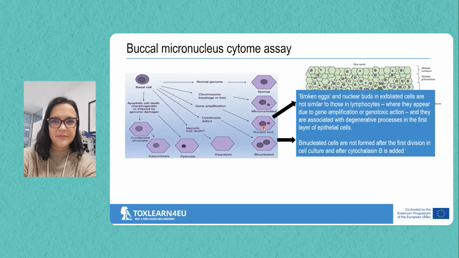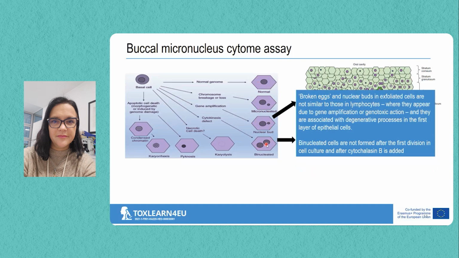Why is this first cell division important in lymphocytes? Because in that cell division, all those 5 mechanisms of DNA repair are active, and they are repairing the DNA damage. And actually in that shared cytoplasm in the lymphocyte micronucleus assay, you are measuring the DNA damage that is not repaired. Here, there is no cell division. So this is the damage that has been made in basal cells. So the origin of the broken egg and nuclear buds is a little bit different than in the lymphocytes.